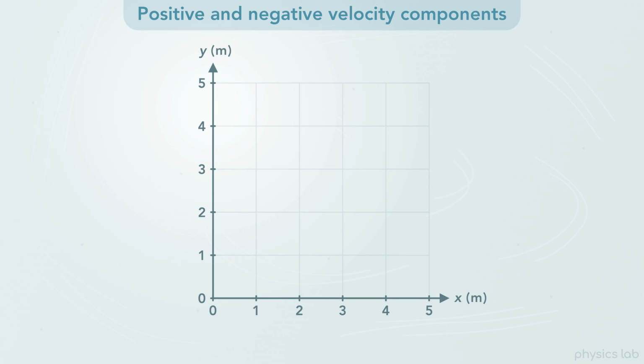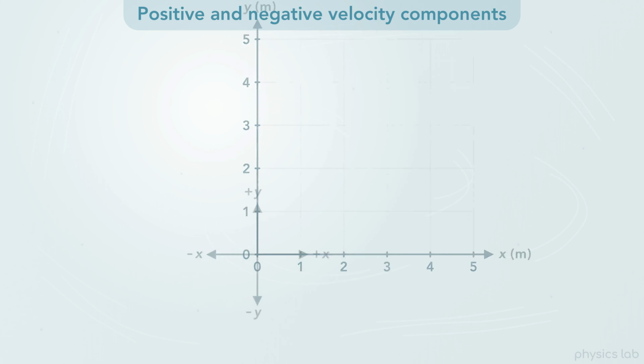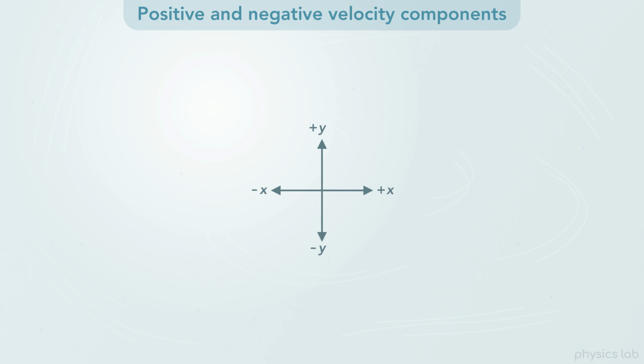So far, we've only seen the velocity vector point to the right and upwards. But what if it points down or to the left? In every physics scenario, we need to establish the x and y directions, and which way is positive and negative. In this example, the positive x direction is to the right, and the positive y direction is up. This means that left is the negative x direction, and down is the negative y direction.